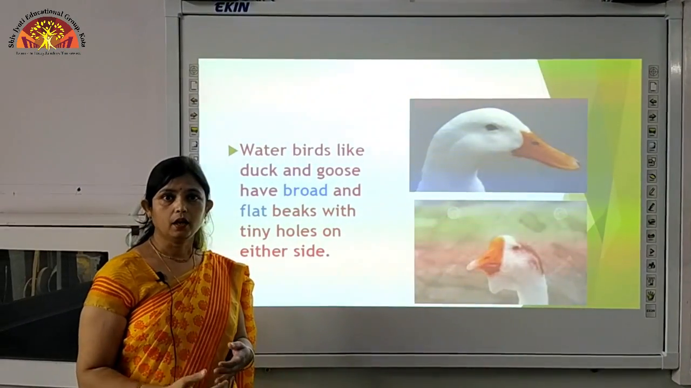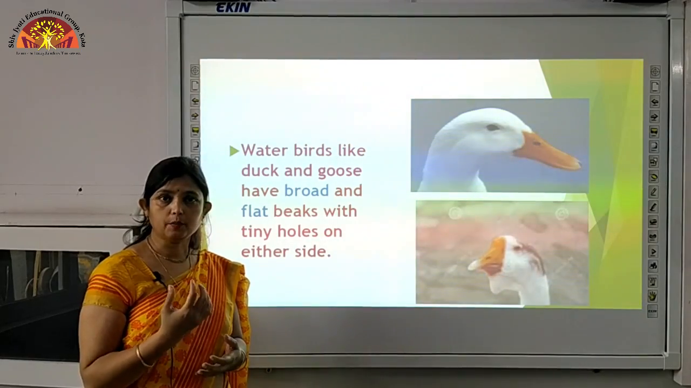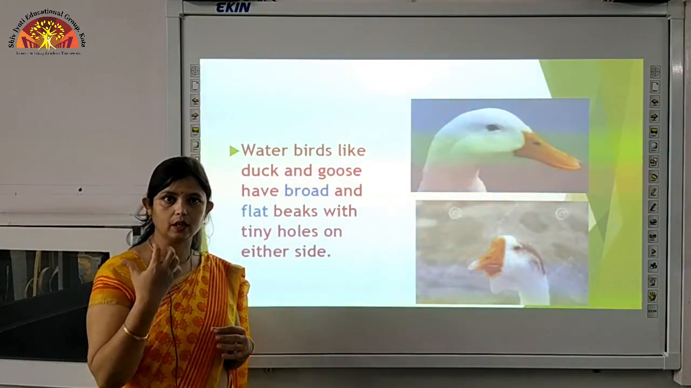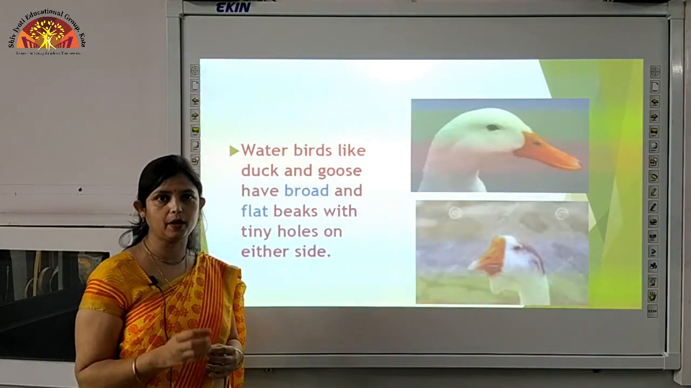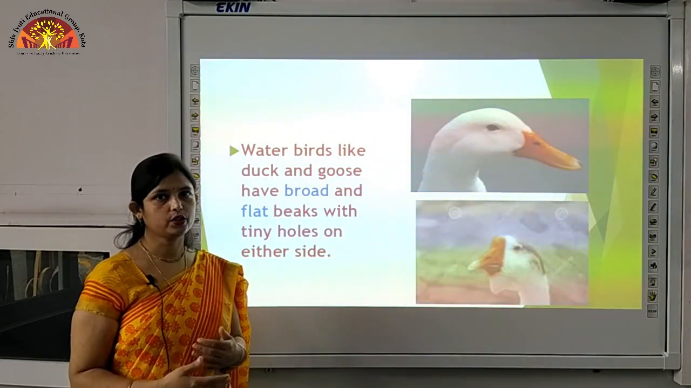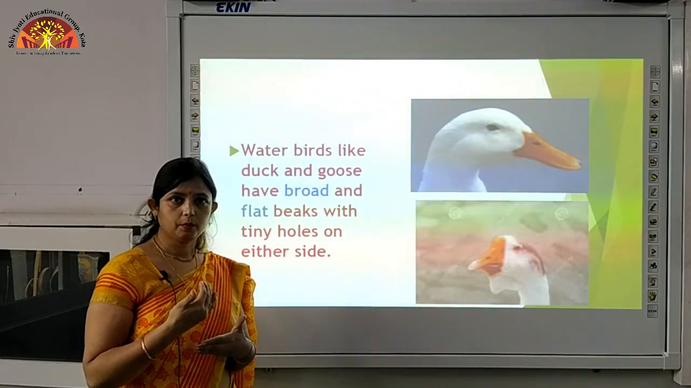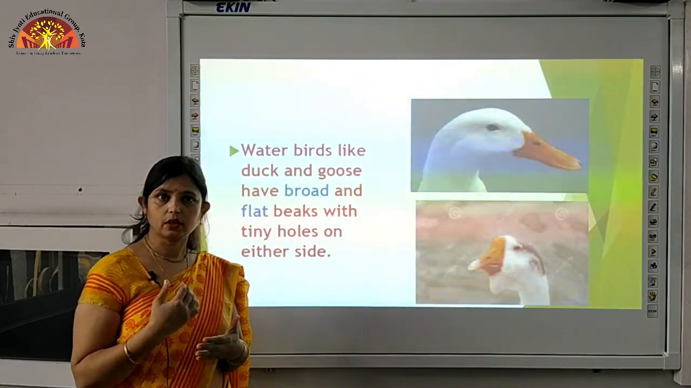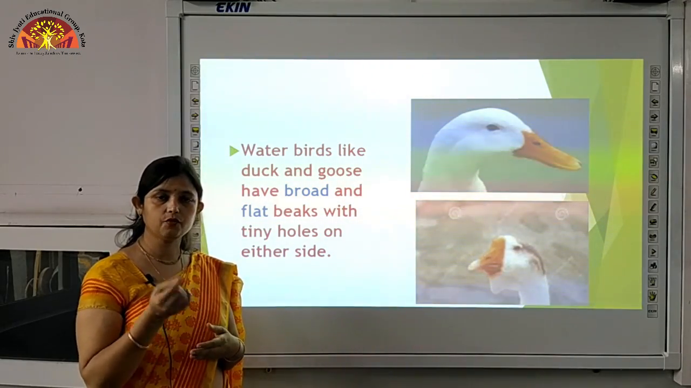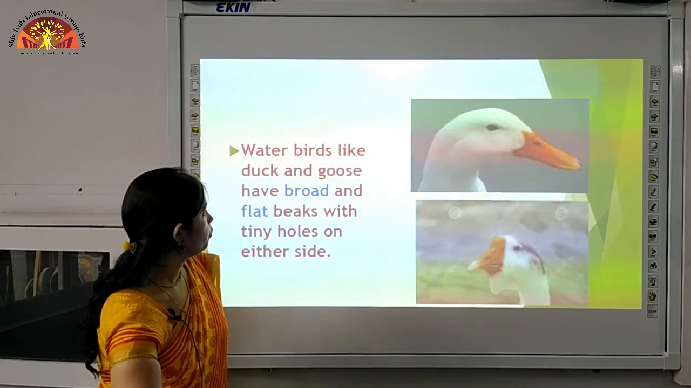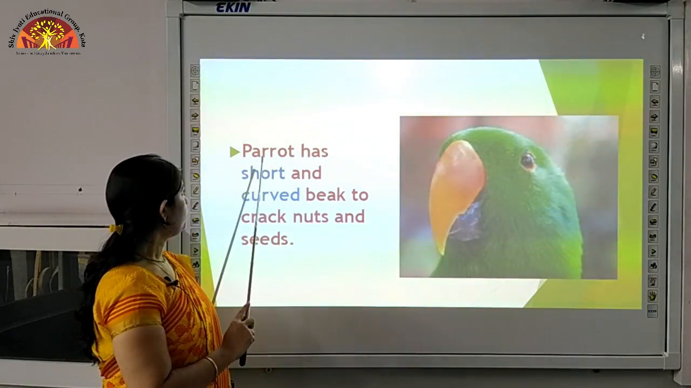Now, when they take in water, they take in muddy water. So, what happens is, from these holes the muddy water comes out and the insects and the plant parts remain inside their beak, which they eat. Okay? When insects and grass come along with the muddy water, they remain in the beak and from the holes the muddy water comes out. Okay?